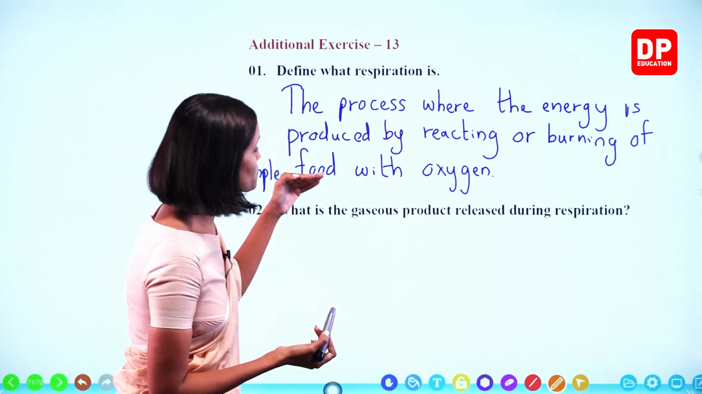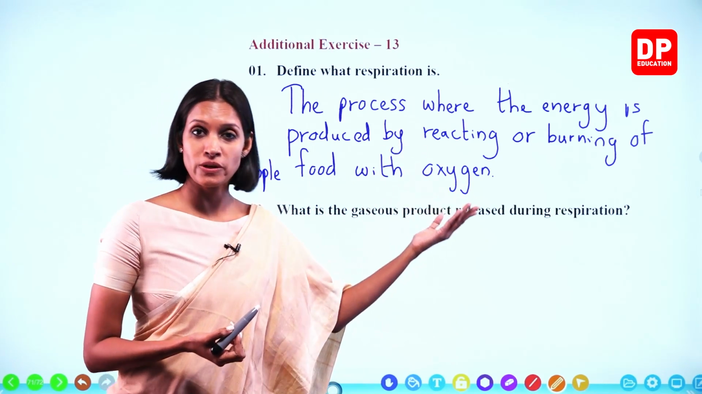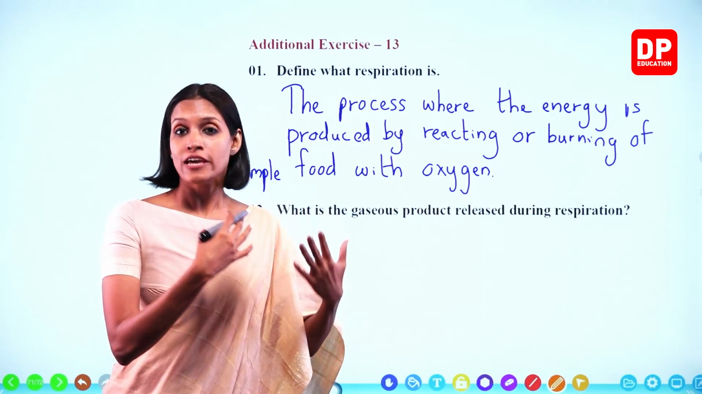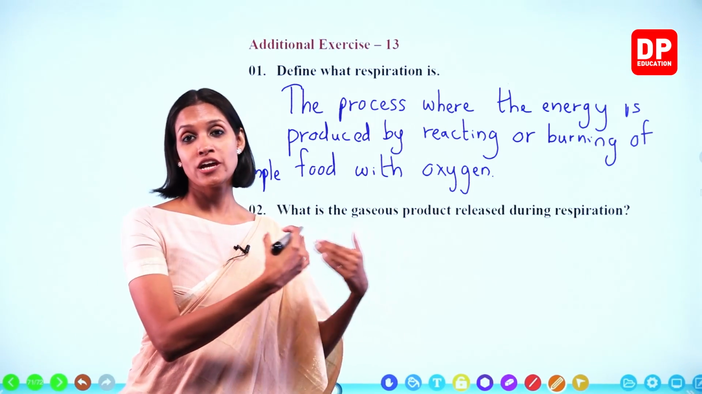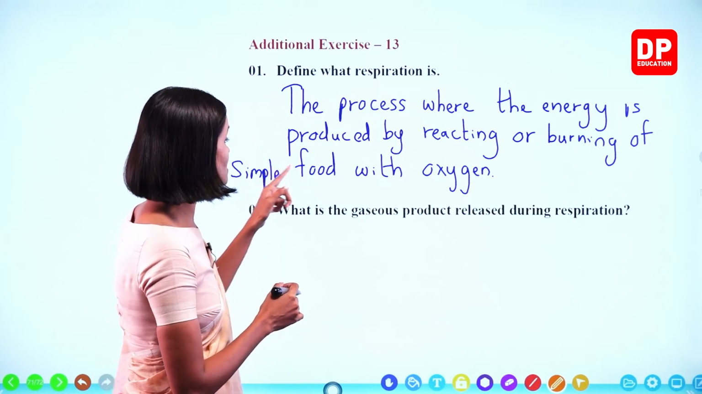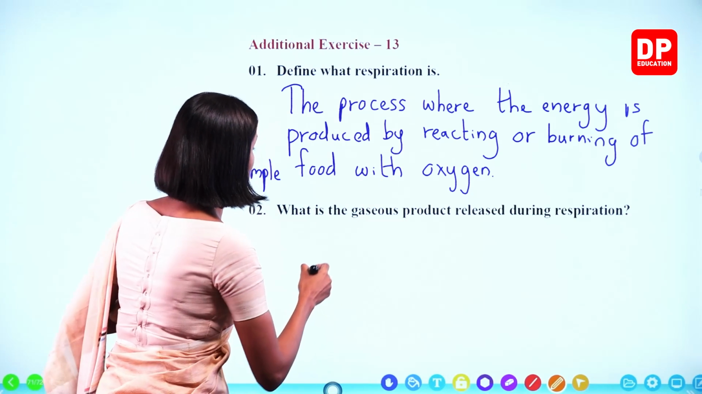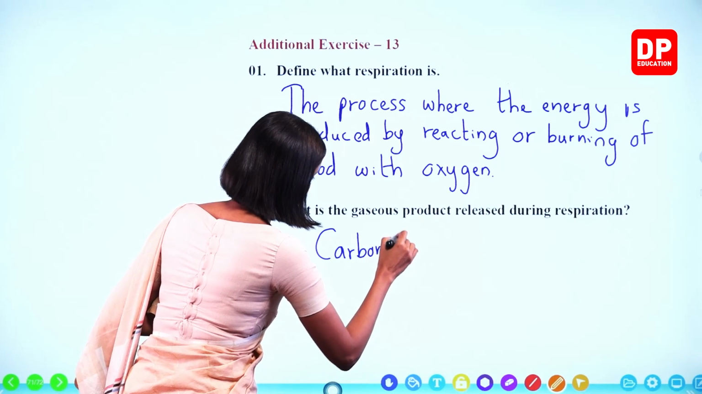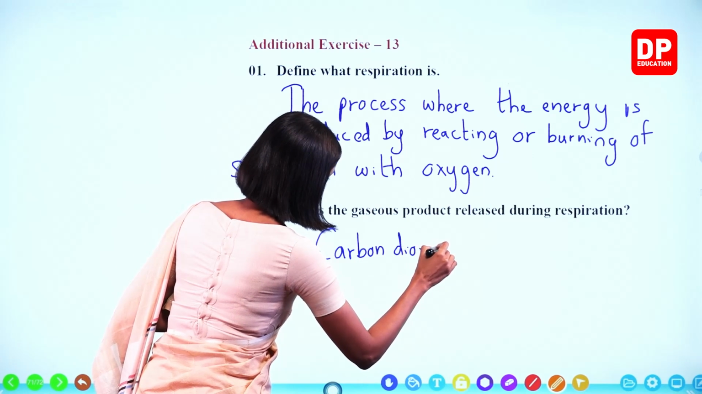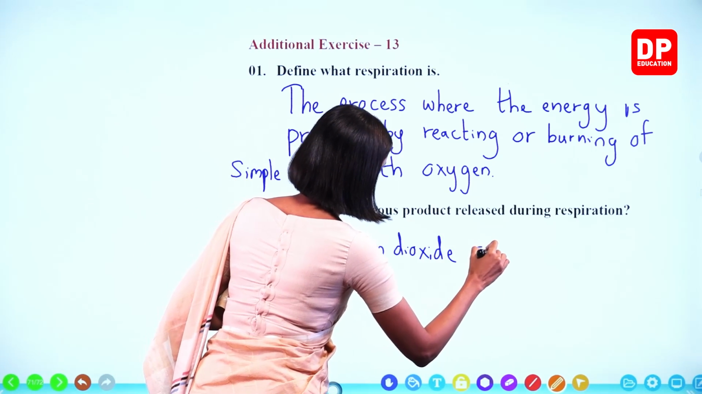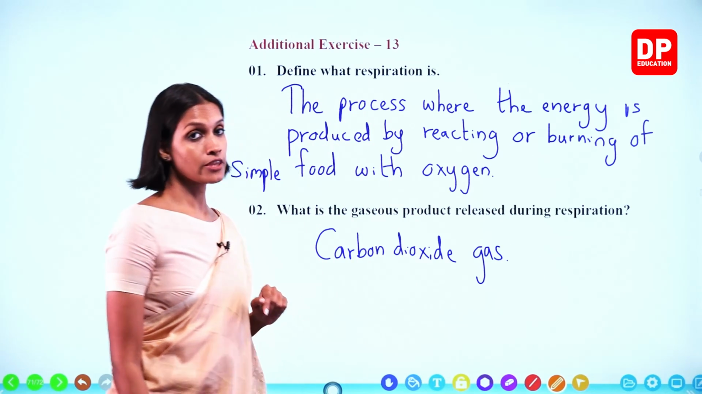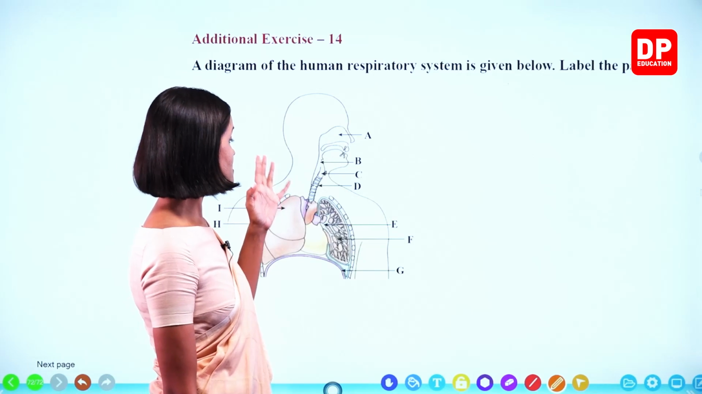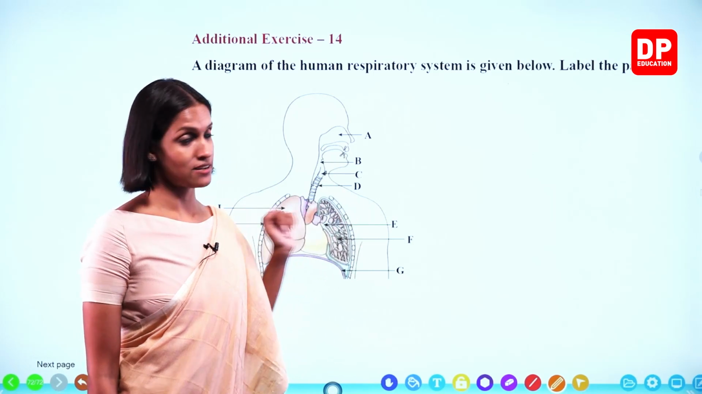What is the gaseous product released during respiration? Oxygen reacts with simple food and energy and carbon dioxide gas is produced, right? What is the gaseous product released during respiration? The carbon dioxide gas. Carbon dioxide gas. Right, children? Okay, now this is the last question for the lesson, right?